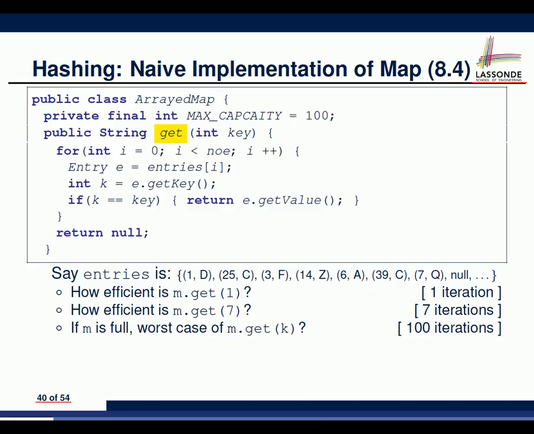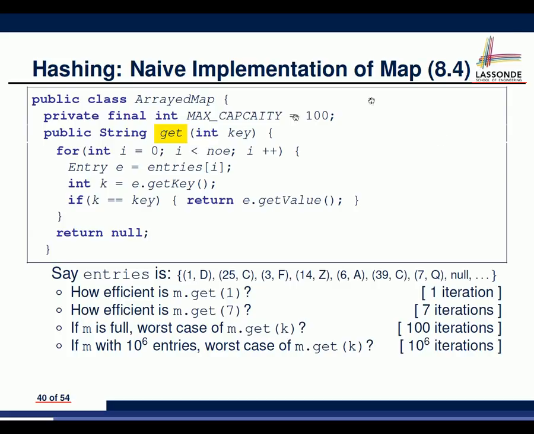Let's try to be a little bit more extreme, which is also realistic. What about we got 10 to the 6, a million entries in the array? What's the worst case? You got a million iterations to do in the worst case. It could be that the entry is right at the end of the array, which means you have to go all the way to the end. Or it could be that the key you're searching for simply doesn't exist. In that case, you still have to go all the way to the end to find out the key doesn't exist, right? So in either case, it's a worst case.